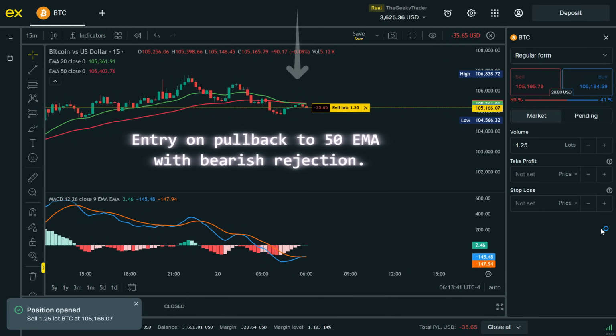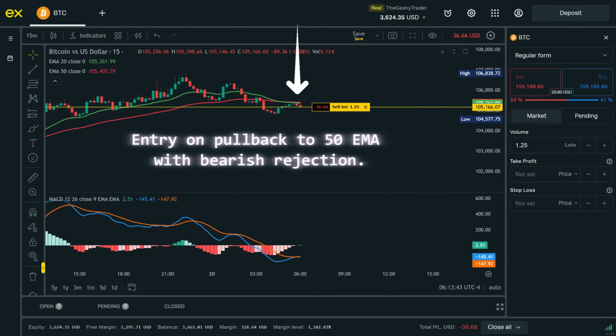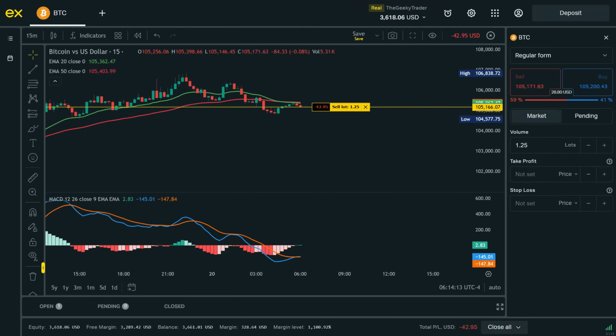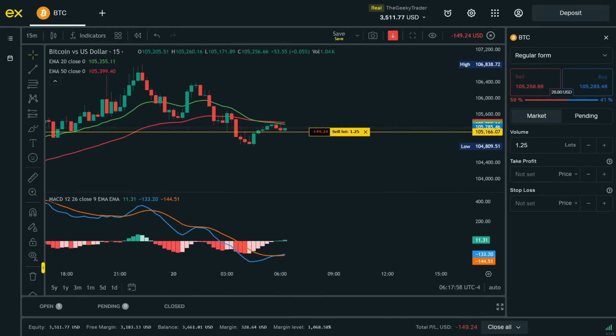Even though I missed the first opportunity, this pullback entry gave me a second chance to jump into the trade with a solid setup. Remember, patience and confirmation are key in trading, and pullbacks like this can often offer even better risk to reward entries.